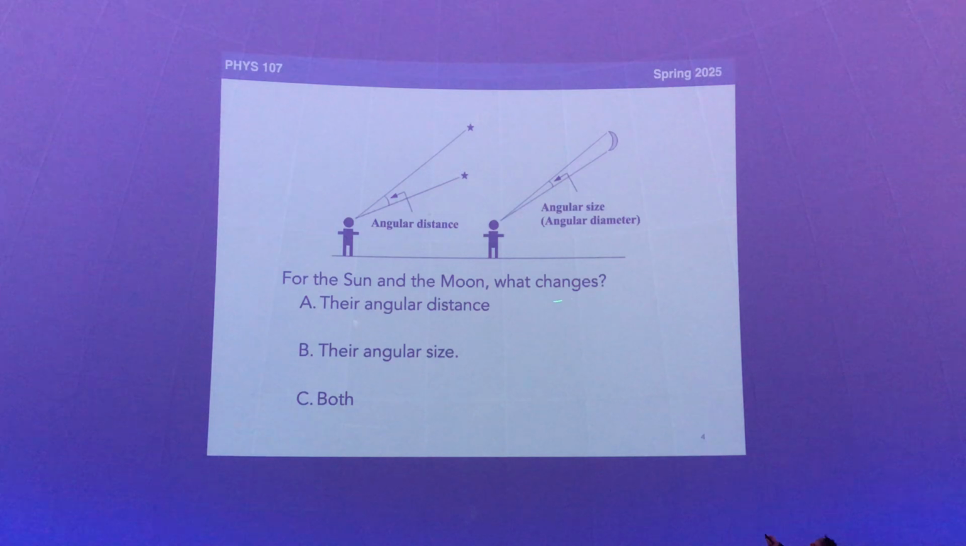So for the sun and the moon, what changes? Their angular distance, their angular size, or both? Voting in 1, voting in 2, and voting in 3. The room's divided. Okay, so you know what that means. You have to turn to your neighbor, even if the two of you agree, explain to them why your answer is correct. You've got 90 seconds.